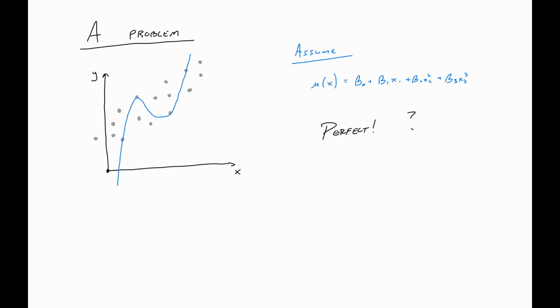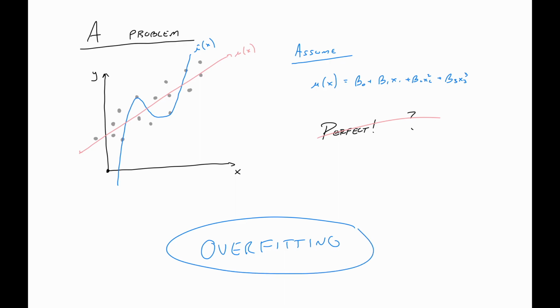Now we're making a lot of errors, because maybe it was the case, I don't know, that the true mean function was actually like this. And this one that we learned was not even close. So I think perfect is out the window. And even worse, what we have done here is something called overfitting. So a big theme of this course will be avoiding overfitting.